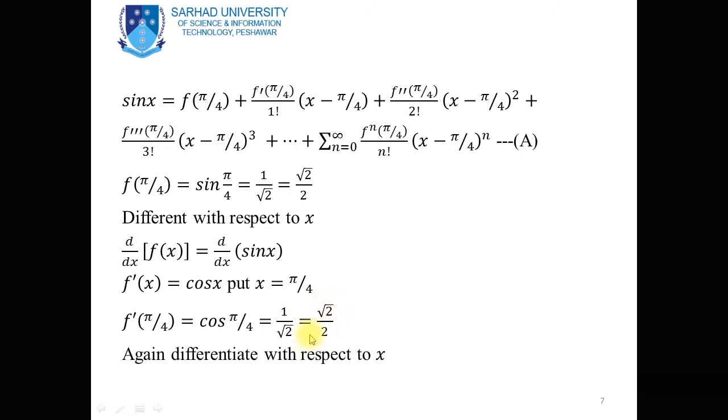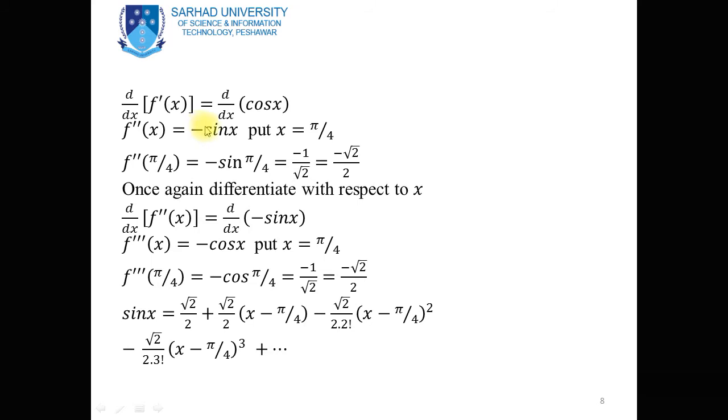Now again differentiating this result with respect to x, we obtain f double prime of the function at x equal to pi by 4, which is the derivative of cos x, equal to minus sin x. Like you see over here, the derivative of cos x is equal to minus sin x. Now putting x equal to pi by 4, we obtain the second order derivative at x equal to pi by 4, which is equal to minus sin pi by 4, and minus sin pi by 4 is equal to minus 1 over root 2, and this is equal to minus root 2 divided by 2.